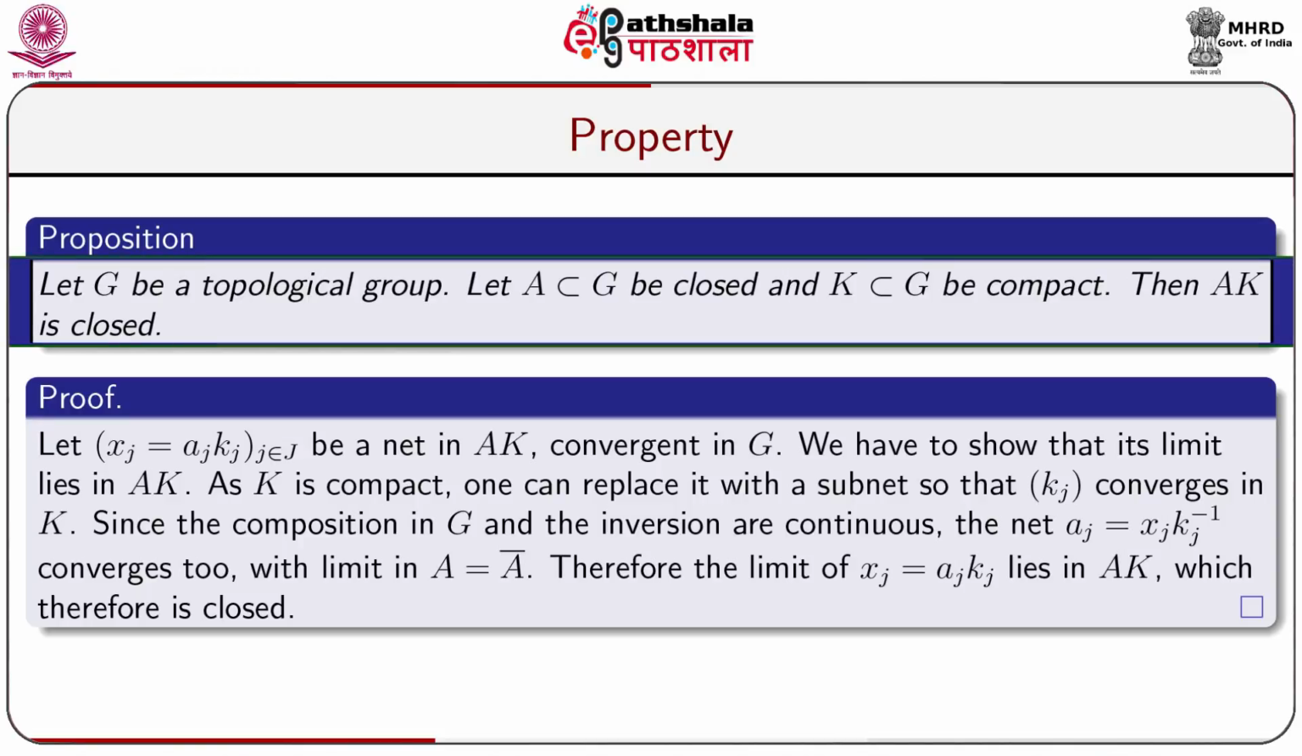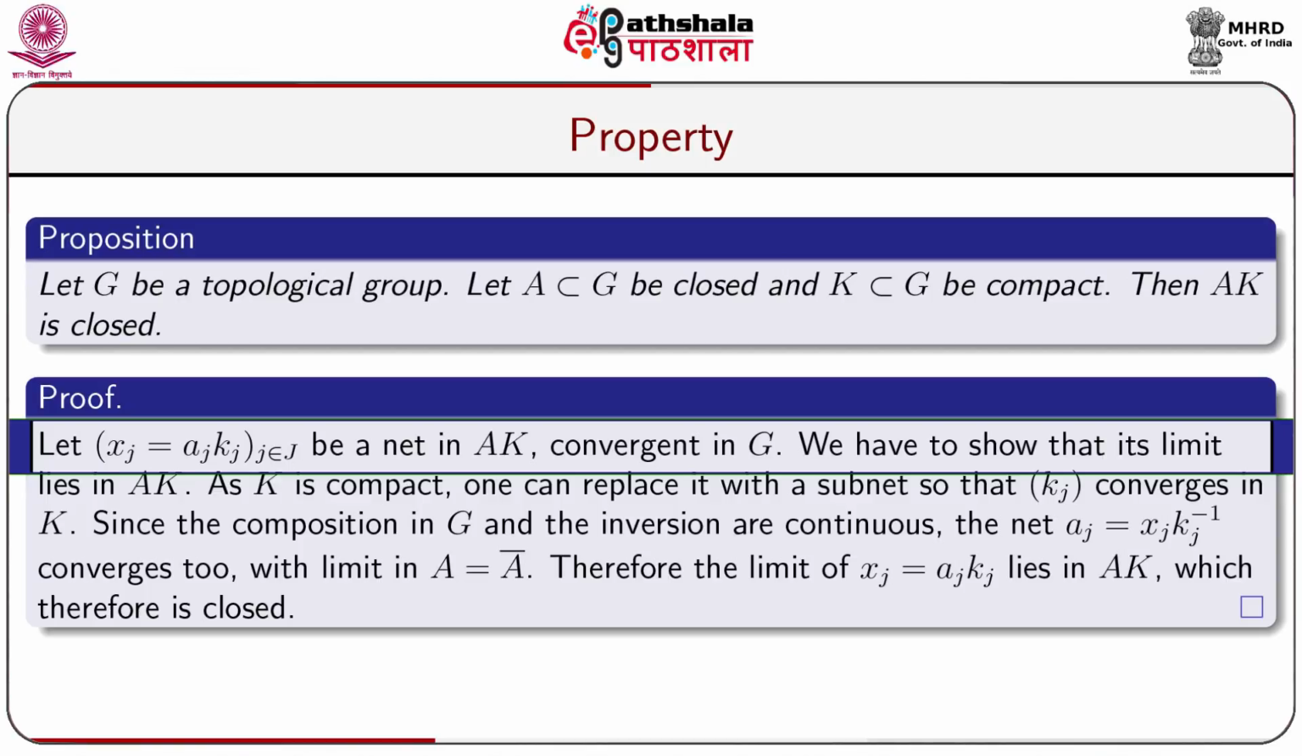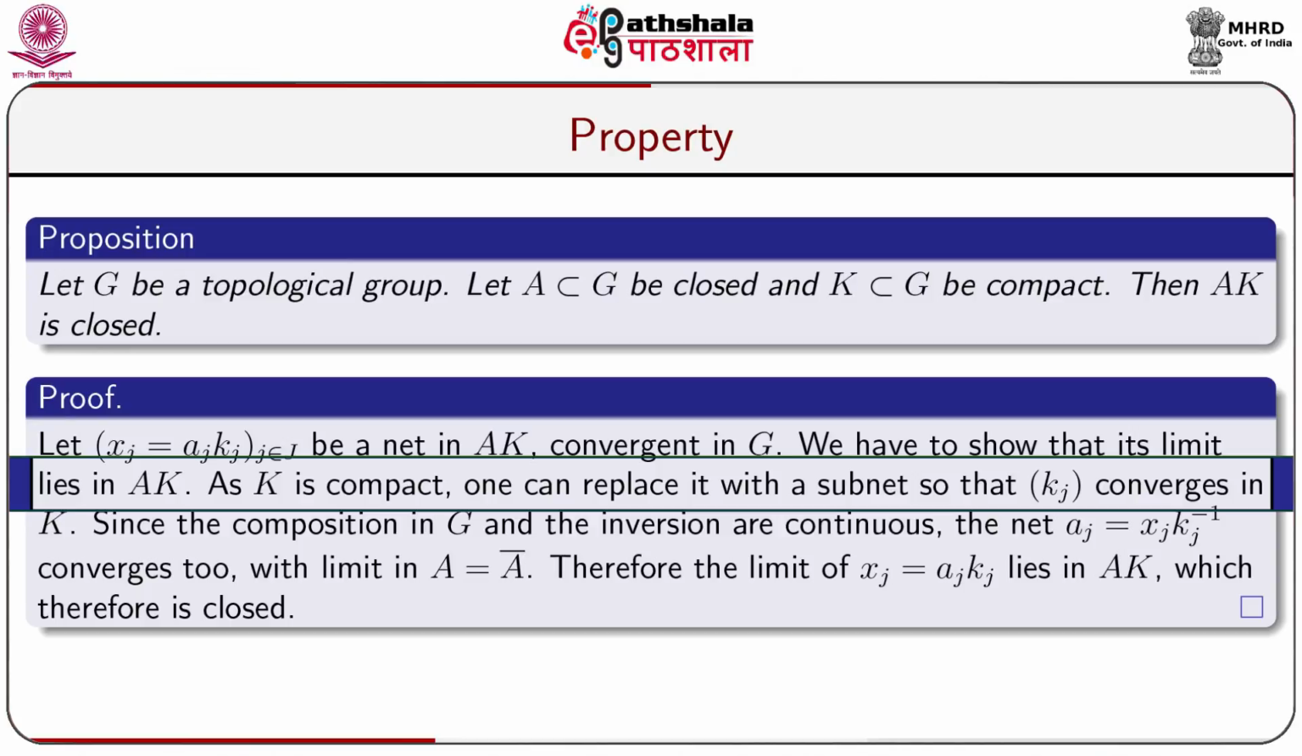Let G be a topological group and let A, a subset of G, be closed, and consider K subset of G be compact. Then AK is closed. To prove this, we use net. Let us consider a net in the product AK. So, the net can be expressed as a_j k_j, where a_j belongs to A and k_j belongs to K, and j runs over a directed set capital J. Now, let us consider that this net is convergent in G. We have to show that the limit of this net also belongs to the product AK.